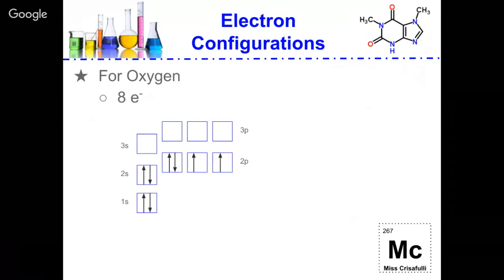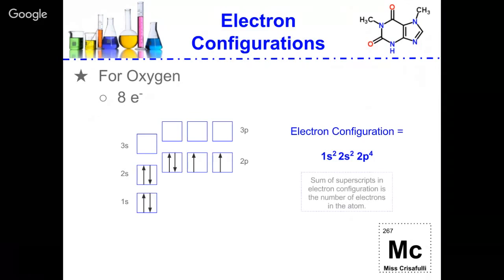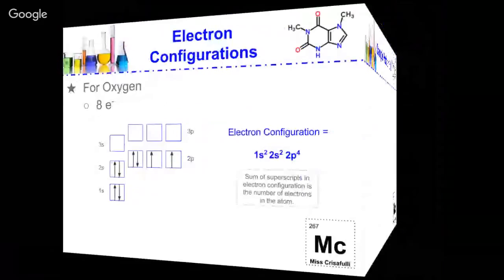All right, so if we were to write the electron configuration based on our picture, we would say that we have 2 electrons in the 1s orbital, 2 electrons in the 2s orbital, and 4 electrons in the 2p orbital. And that's what we write: 1s2, 2s2, 2p4. And remember, the sum of the superscripts or the exponents in the electron configuration is the number of electrons in the atom that we're talking about.